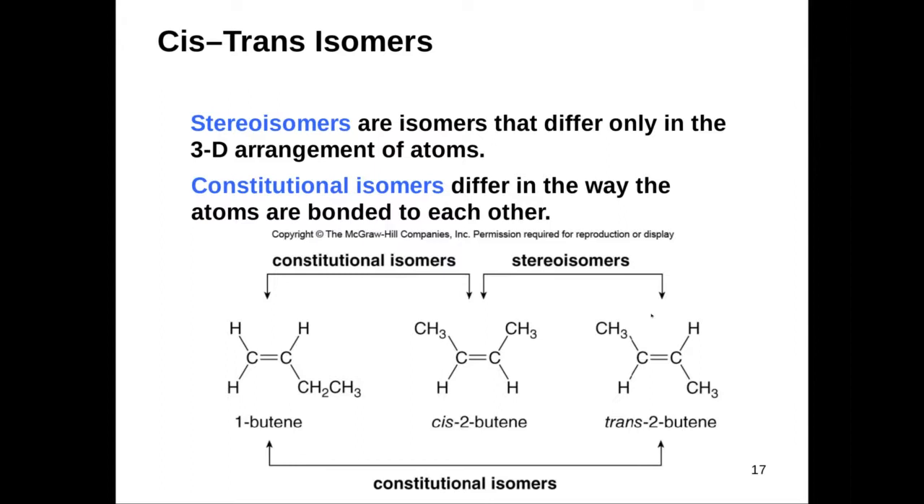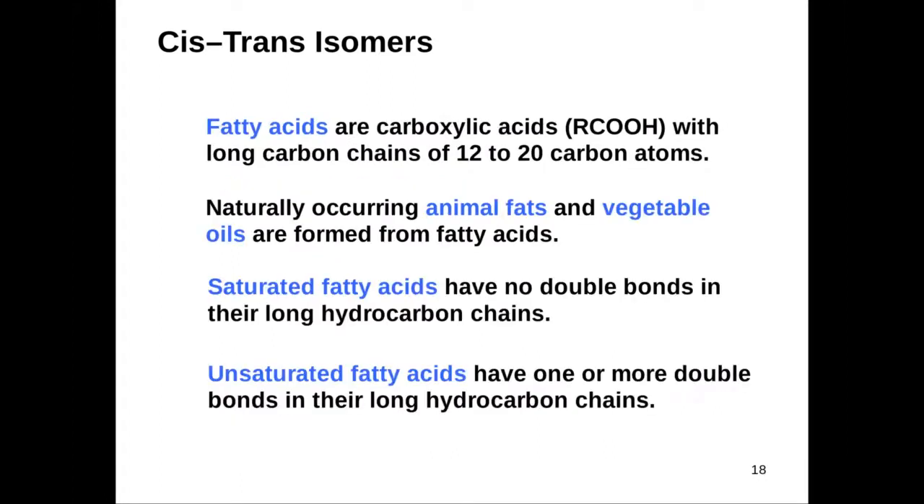This looks nothing like these two. That's why they're considered constitutional isomers. These ones just slightly differ in that 3D arrangement of atoms. So now you can imagine that even though they have the same chemical formula, they're going to have different properties, very different 3D shapes, and all the other properties associated with alkenes and alkynes are also going to be different.